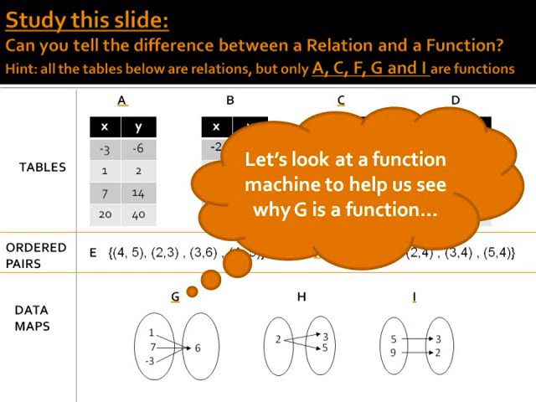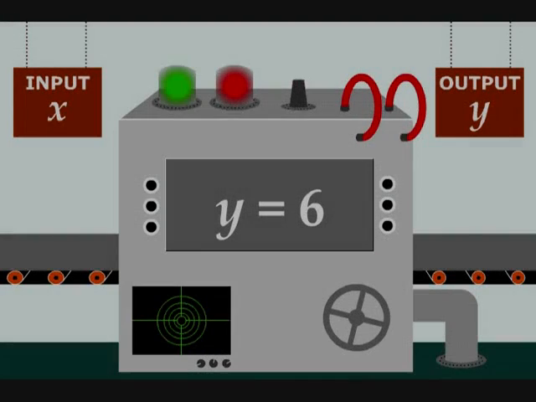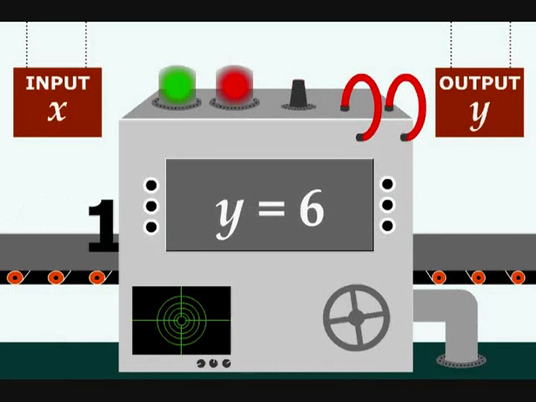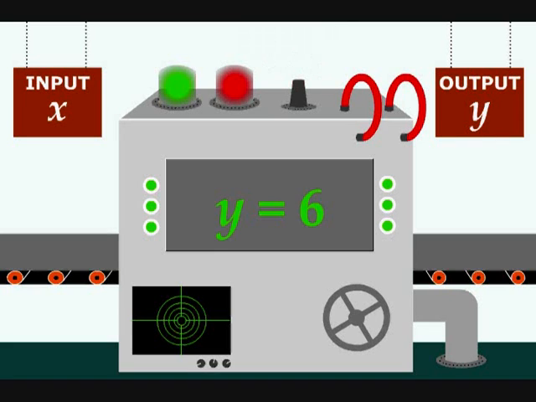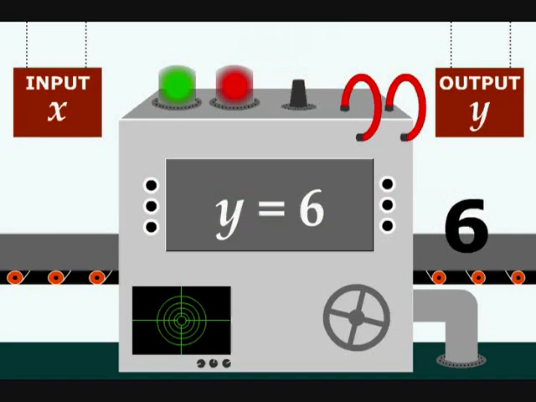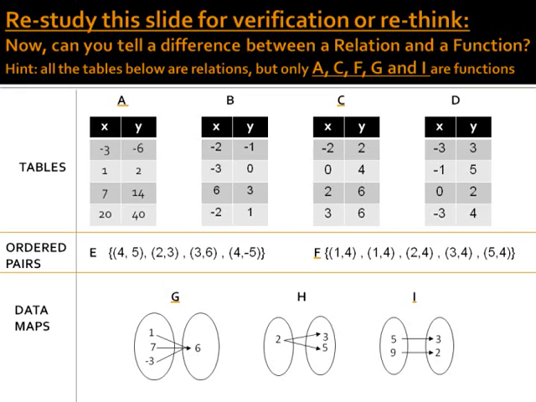At G, this is a data map that shows a function. Why is it a function? Strange, there's no x in the equation. Every time I put an x in, it comes out as a 6. It's a horizontal line.